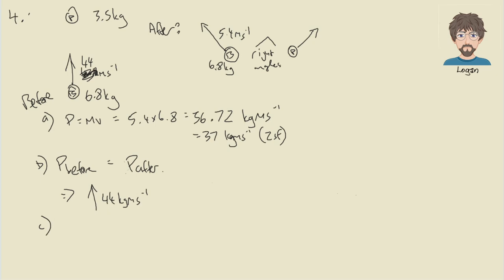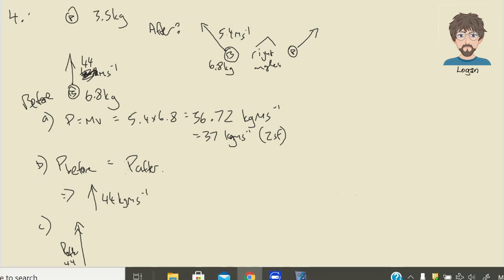Anyway, show that the size of the momentum of the pin after the collision is 24 kilogram meters per second. Okay, so afterwards, this one and this one have to add up to this one. So this is the resultant P after, and it's 44. And whereas this, we've been given that we've worked out already that P of the ball after is 6.8. Oops.